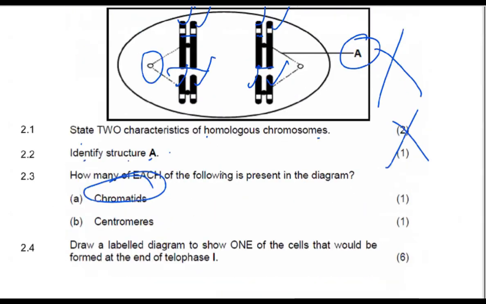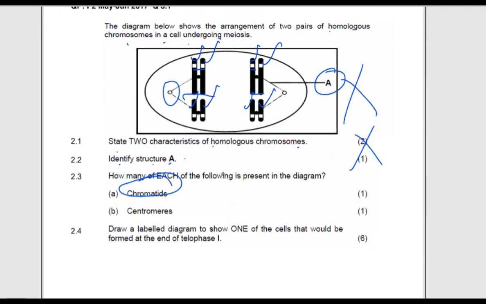Then they're saying, how many of each of the following is present. The moment they start asking how many of each of the following, students will go off. Centromere. How many centromeres do we have? 12, because each chromosome has 1 centromere. You understand? So each chromosome, 1 centromere.